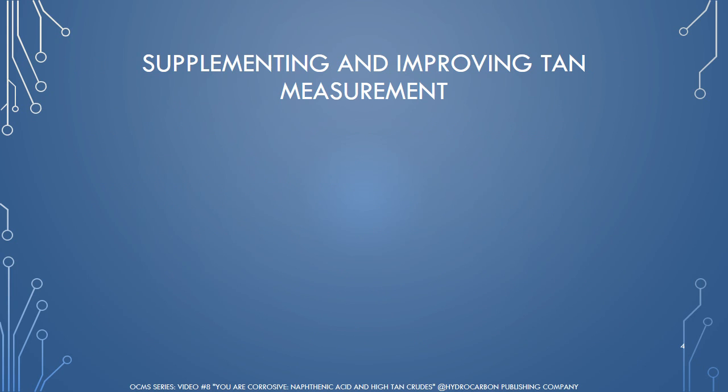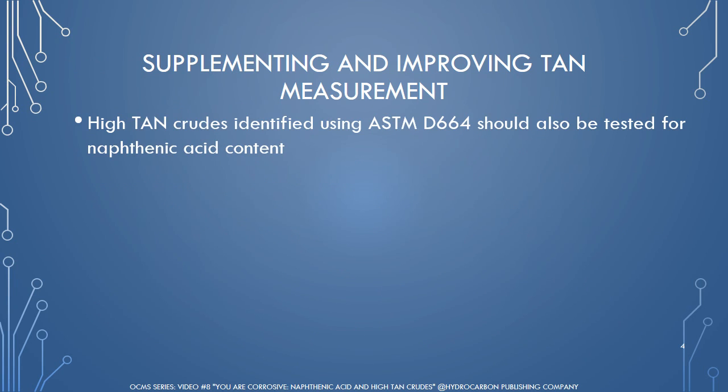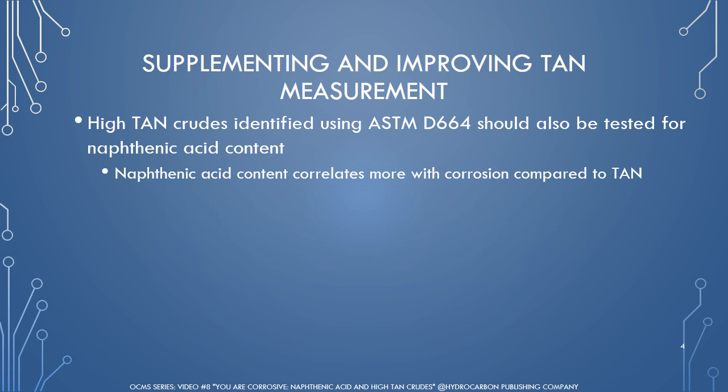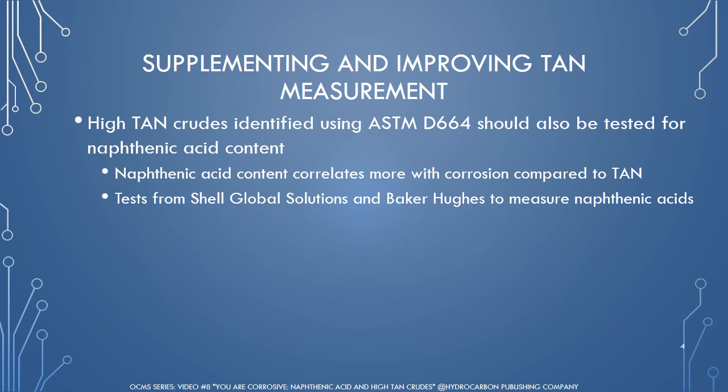As mentioned previously, crude samples identified as high TAN should be tested for naphthenic acid content, which better relates to corrosivity compared to total acid number. Some methods suggested in literature include tests from Shell Global Solutions and Baker Hughes. There also has been work on finding alternative methods of measuring TAN.